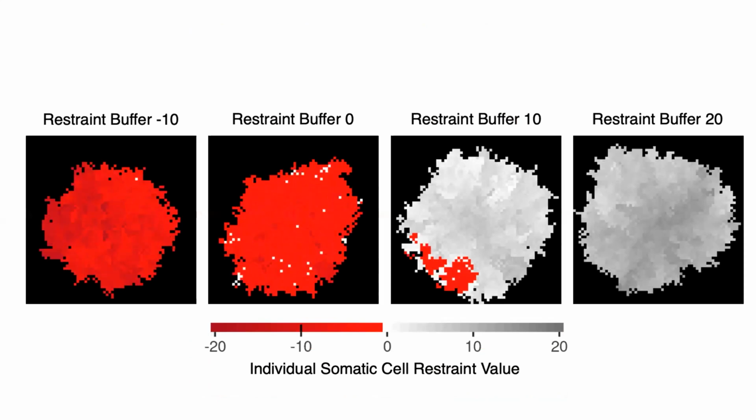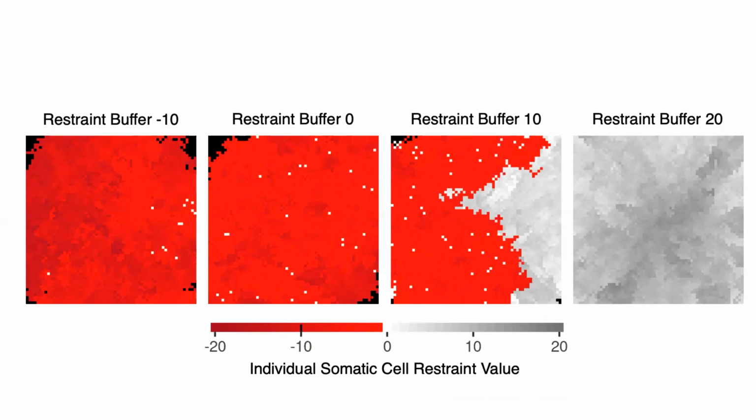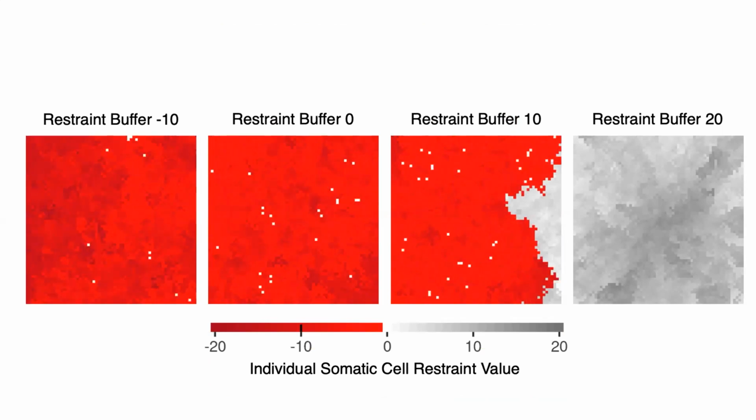However, unrestrained cells will outcompete restrained cells within an organism, as you can see by the unrestrained red cells overtaking the restrained white cells, hence the multi-level selection. We refer to the restraint value of an organism's germ cell as the multicellular organism's restraint buffer. As you can see, having a more restrained germ cell allows the organism to accumulate more mutations before unrestrained somatic cells arise and take over.